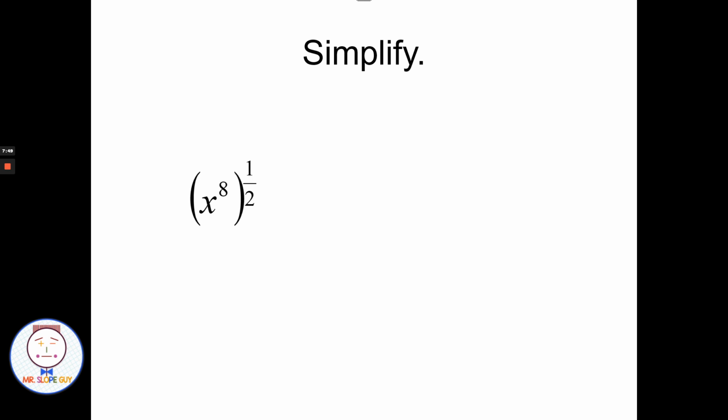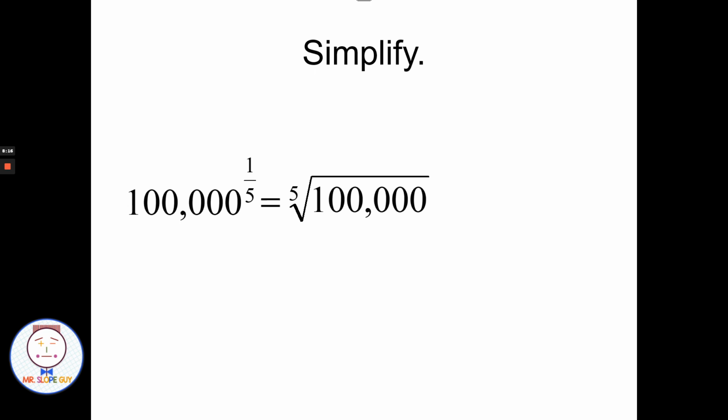How about a power of a power, an exponent raised to an exponent? That is when you multiply exponents. Or I could do the square root of x to the 8th and get x to the 4th. Or I could do 8 times 1/2; 1/2 of 8 is still x to the 4th. Both ways simplify to x to the 4th. And 100,000 to the 1/5 is the 5th root of 100,000, and the 5th root of 100,000 is 10.